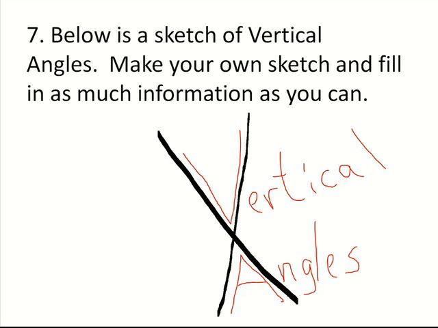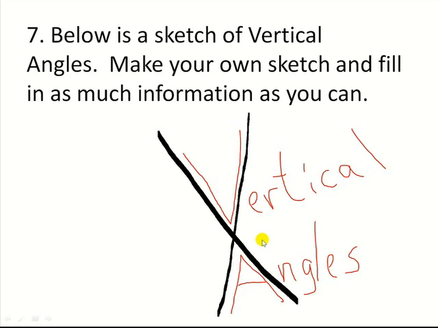And vertical angles just means that we have two straight lines that have crossed each other, and that forms vertical angles. What we know about vertical angles is the opposite angles always equal each other. They're congruent. This angle is congruent with this angle, and this angle is congruent with that angle. We don't know what they are, but we do know that these are congruent.